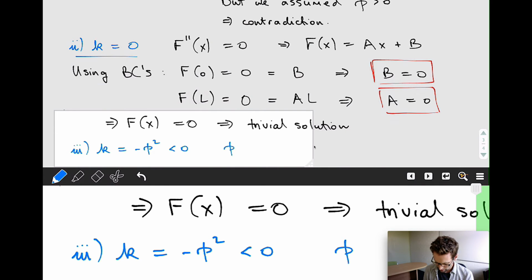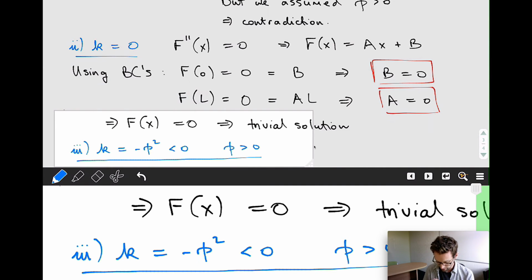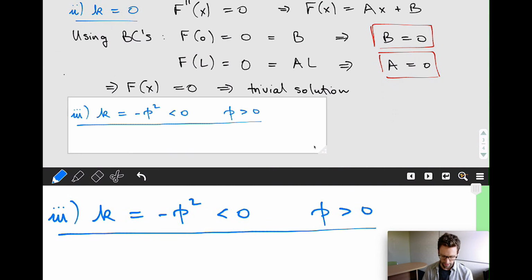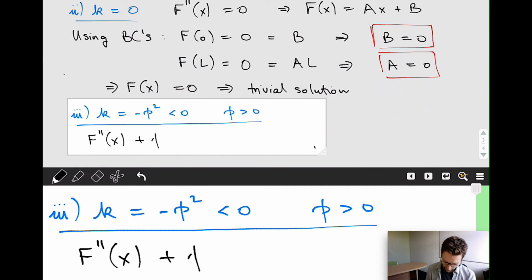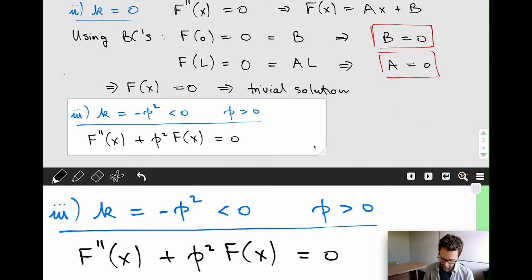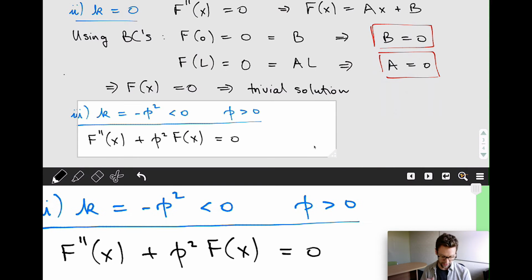And again, I'm assuming here that p is not equal to 0, and just to be specific, I'm going to say that p is a positive number. And that again is mostly for mathematical convenience. So my differential equation now is going to become f double dash of x plus p squared f of x equal to 0.